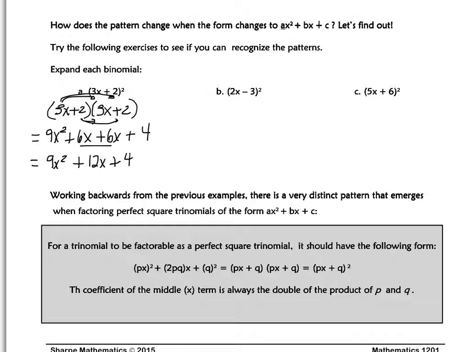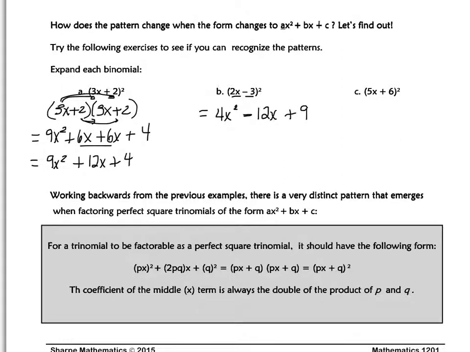This one here, if we expand it using the shortcut, we know that it's going to be the square of the first term, which is going to be 4x squared, and there's going to be negative twice the product of 2x and 3, so that's going to be negative 12x, because 6x doubled is going to be 12x, and then we've got negative 3 squared is going to be positive 9.